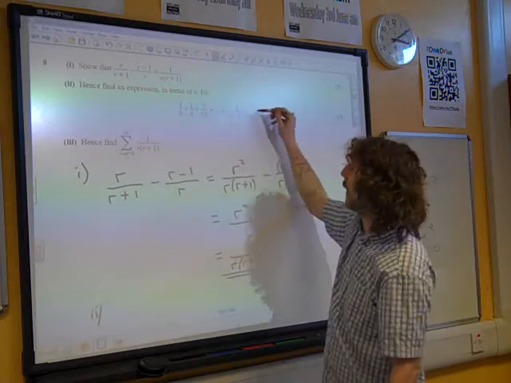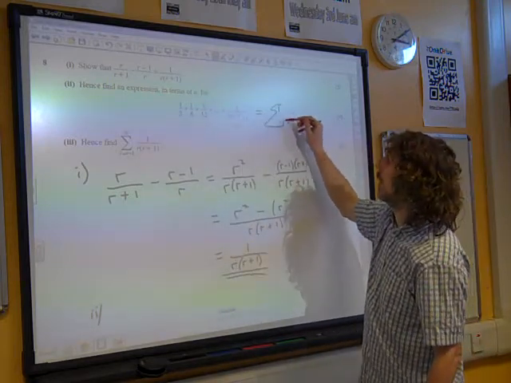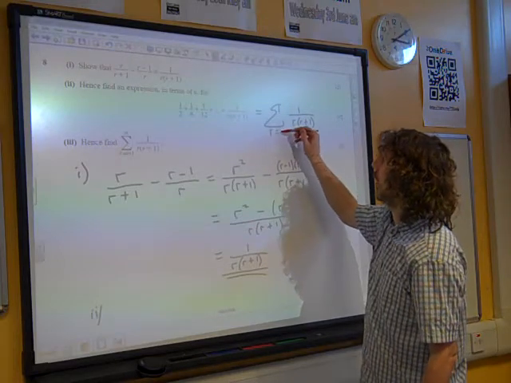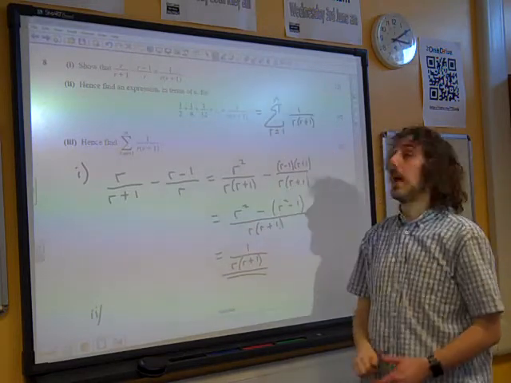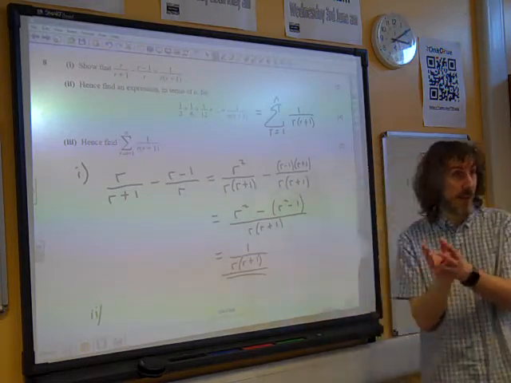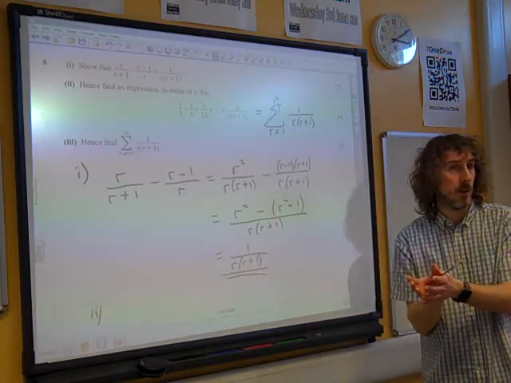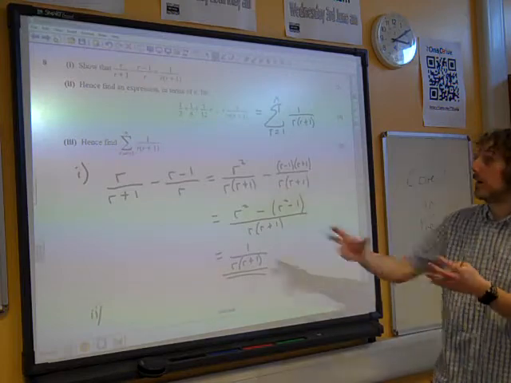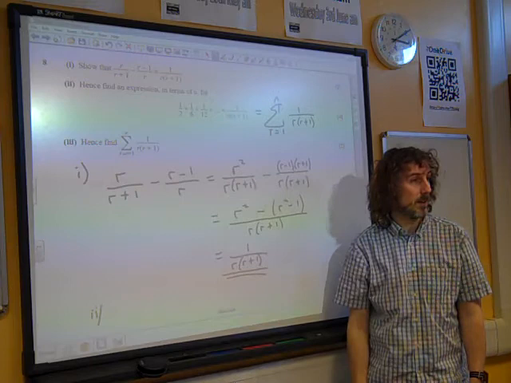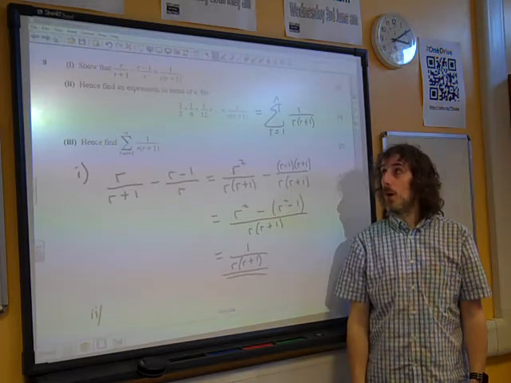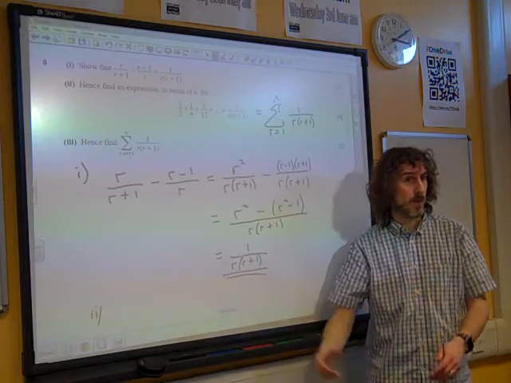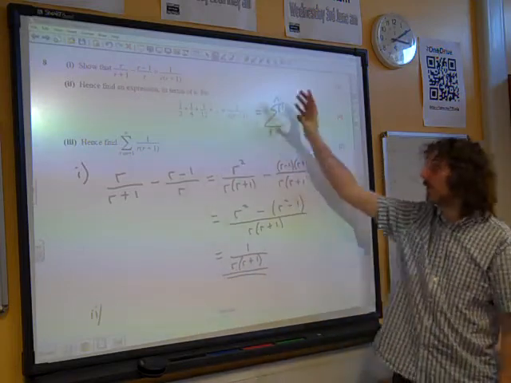So that sum there is the sum of 1 over r times r plus 1, as r goes from 1 up to n. And it's maybe worth just taking a moment to check that that is what we're looking at. Because every now and again we throw in a bit where it's a 2 in there, instead of it being just as far as n. Or we throw in a bit where we don't start at 1, we start at 2 or 3 or something else. And so you've got to just make sure it matches up.